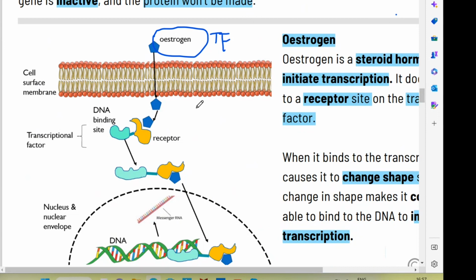So estrogen is a transcriptional factor. Okay? And it's also non-polar. So I'm just going to put non-P for now. And it basically enters through the cell surface membrane, and then it binds to the receptor site, which is here.